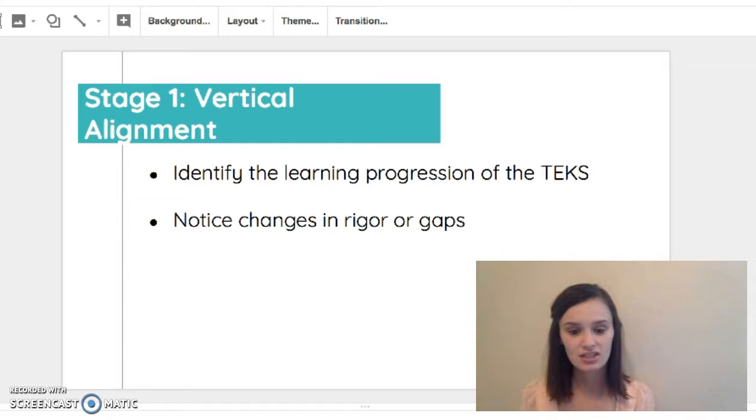It'll also give you a chance to notice the changes in rigor or gaps. So did they leave something out of the TEKS that you need to fill in order for them to be able to do this next thing for the next grade level? Or how in depth the rigor is, how in depth they need to know that concept. So it's very, very important that you use that vertical alignment. And most districts have it laid out for you. All you have to do is print that document and you can put it in a binder and look at it every time to identify the vertical alignment for each TEK.